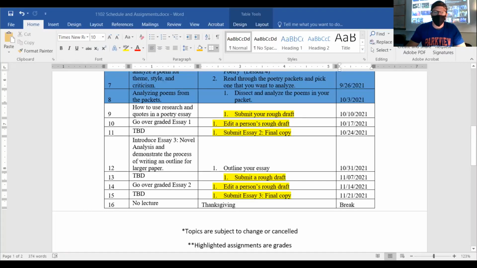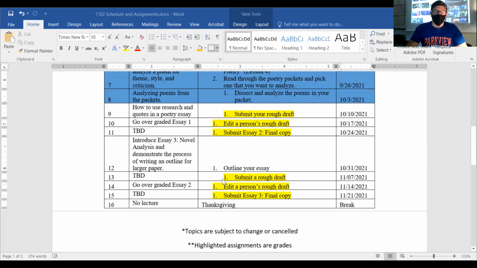Let's pull up the schedule. This week, we are focused on writing our rough drafts for your poetry essay. I'm going to go over how to use research and quotes in a poetry essay, because quoting is slightly different when you are writing about poetry.